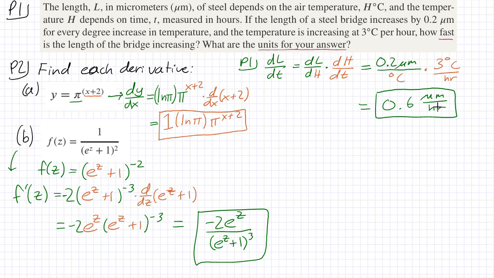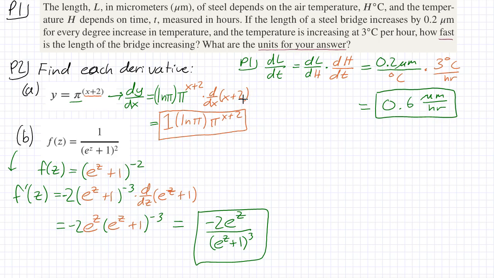Anyways, let's look at problem 2. So with this one, the inner function is x plus 2. The outer function is pi to a power. So the derivative of that outer function, pi to a power, you just get natural log of pi times pi to that same power. But the chain rule says we need to multiply this by the derivative of x plus 2 on the outside. And the derivative of x plus 2 is just 1, because the derivative of x is 1 and the derivative of 2 is 0. So it simplifies like so.